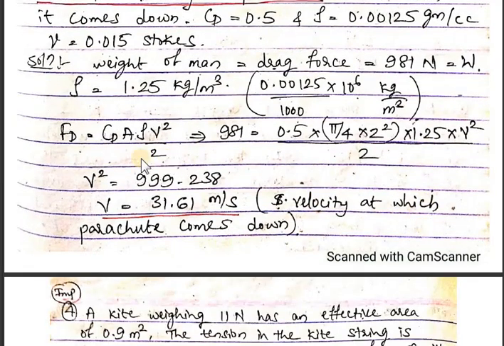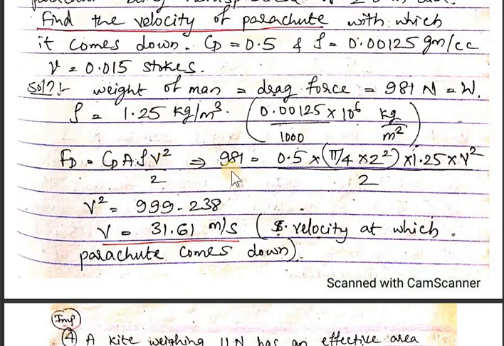Next is the same process. We need to find the drag force, and finally we need to answer for the velocity at which it is coming down. The drag force is always acting in the downside direction. In such cases, the drag force itself can be considered as the weight of the human body, that is 981 newtons. So 981 newtons is considered as the drag force dragging the parachute downside.